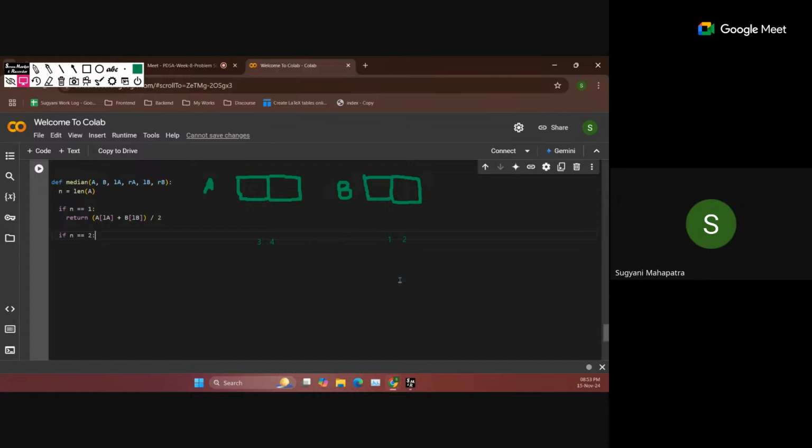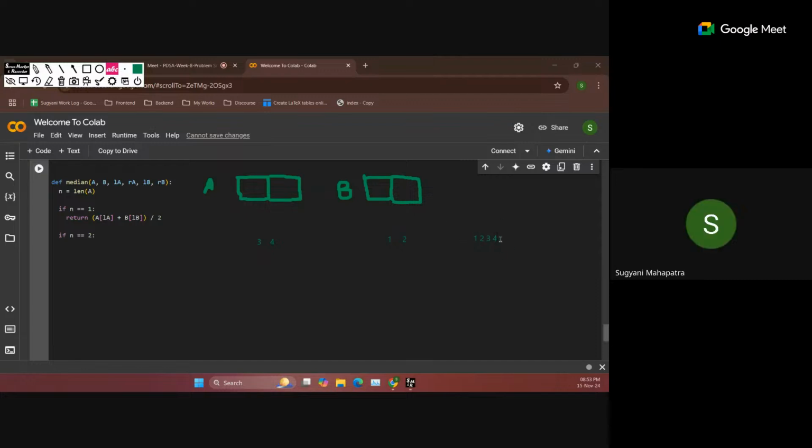Try merging and see what is happening. Let's merge. If we merge these two, then we will get what? 1, 2, 3, and 4, right? So the maximum of the left element of A and the left element of B is coming in the middle, right? Yes, yes.